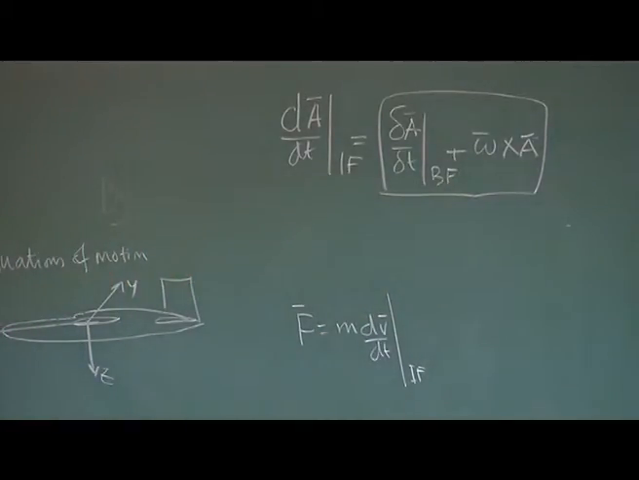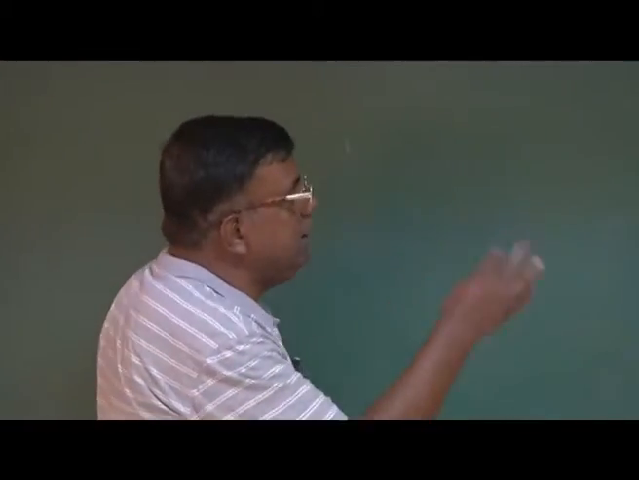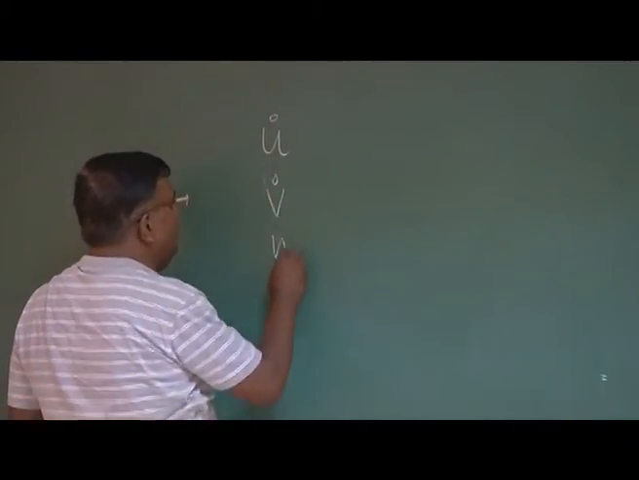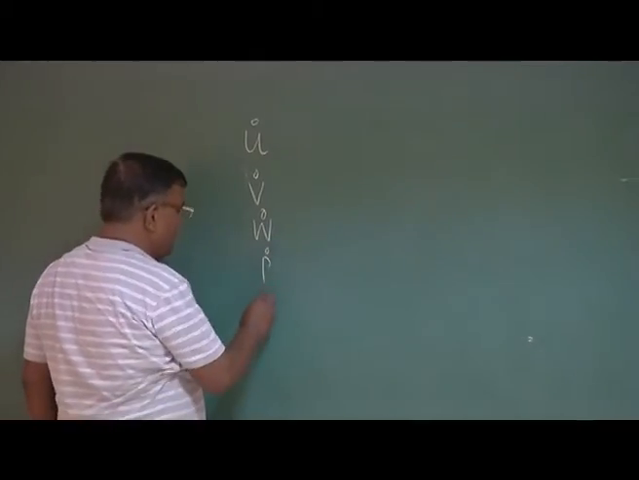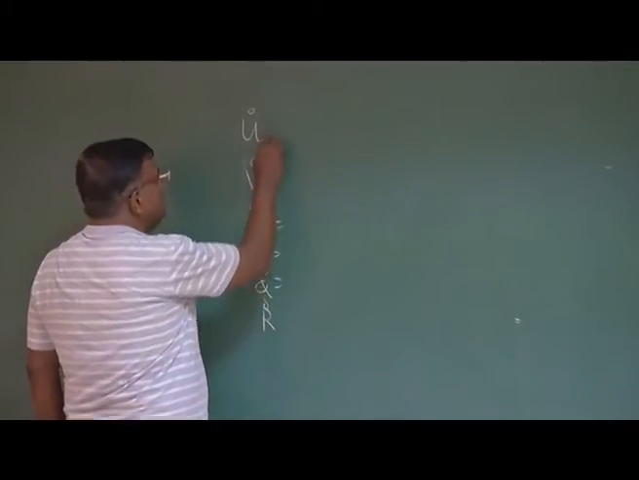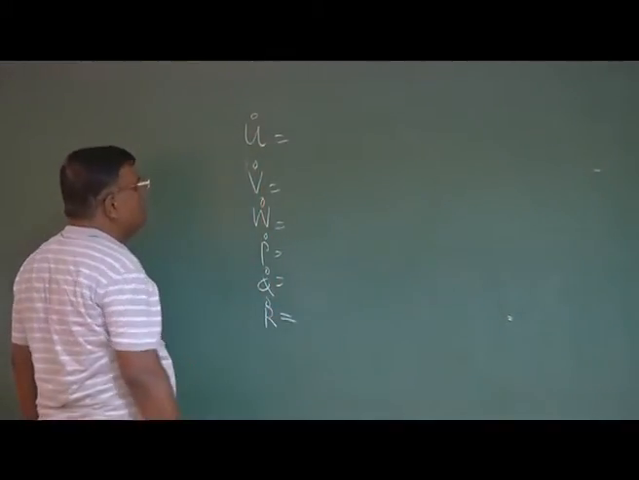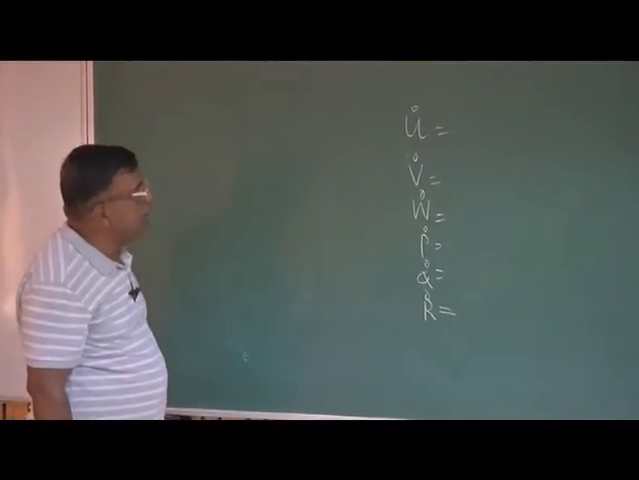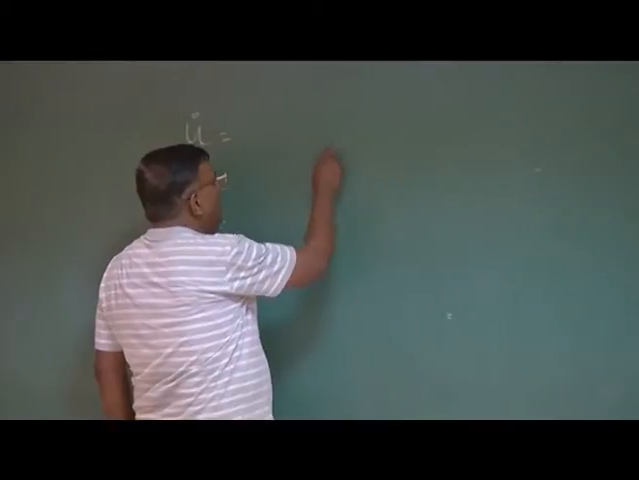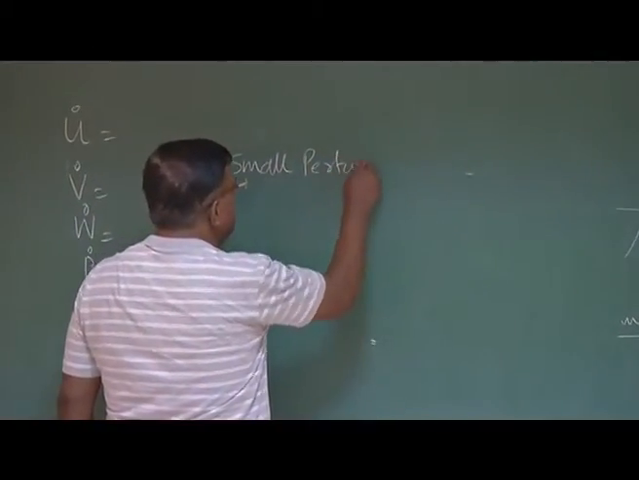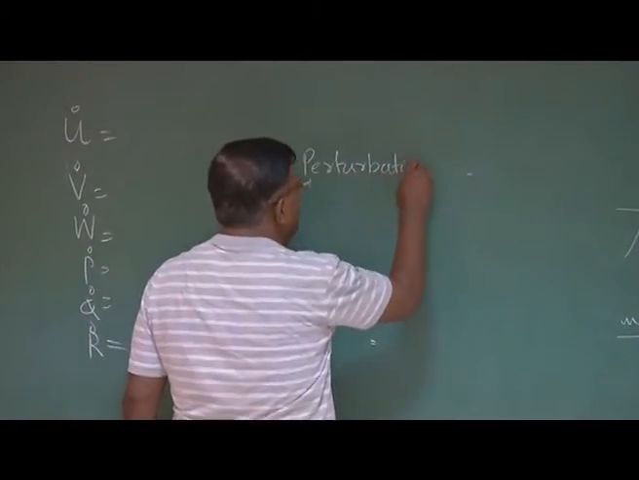This is a subtle understanding you must have. Okay? Now whenever we applied this, we found the equations of motion in terms of V dot, W dot, P dot, Q dot, R dot, etc. Right? What did we do? We used small perturbation theory.